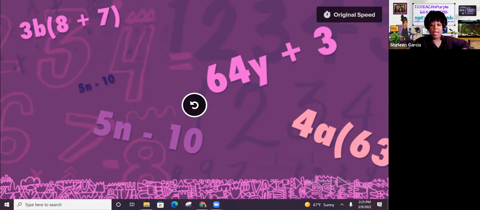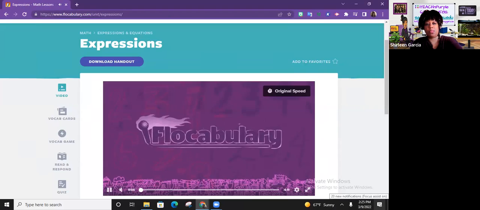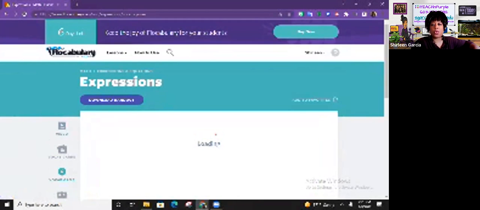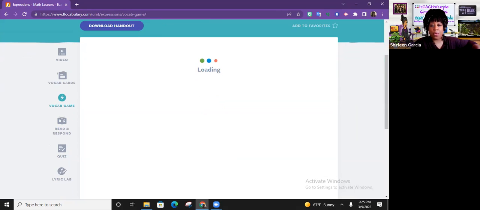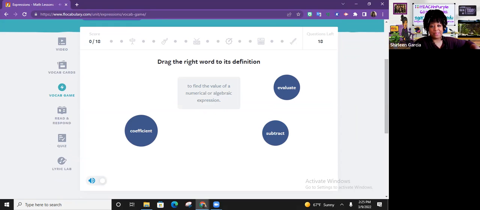All right, so let's play the vocabulary game. It's been a week, so we need to review some of these terms. You could type your answers in the chat for me, or you can talk on your mic, okay? To find the value of a numerical or algebraic expression, who remembers what that is? Is that a coefficient? Is that evaluating, or is that subtracting?